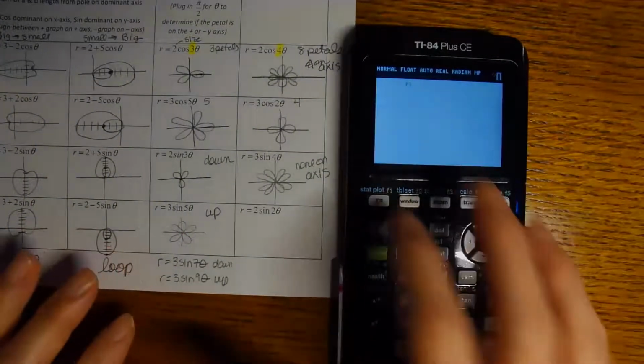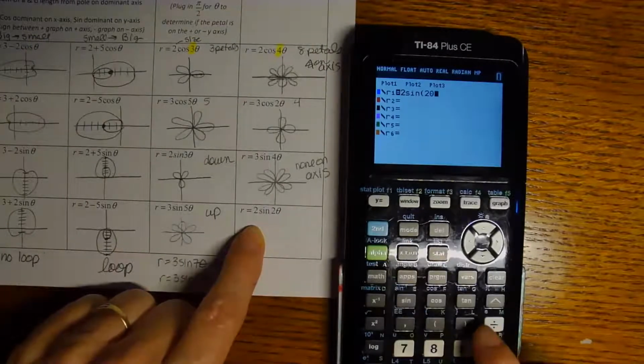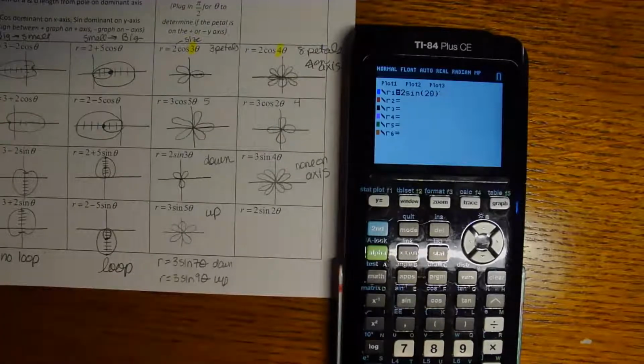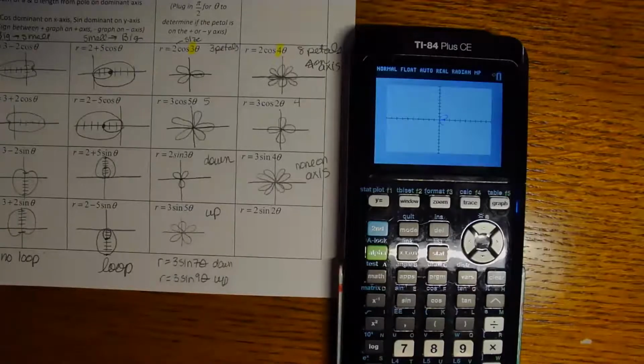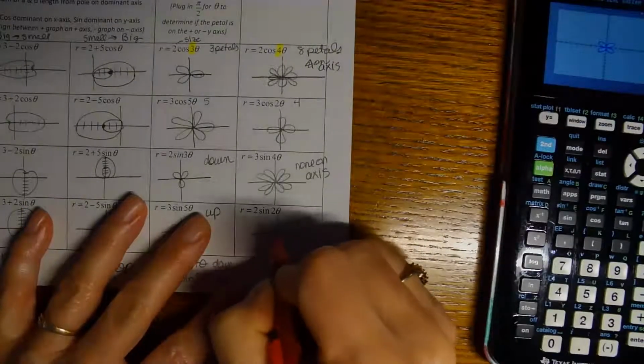All right, let's do this last one. What do you think it's going to look like? What do you think this is? How many petals? You think it's going to have 4 petals? Will they be on the axis or not on the axis? Let's try. Oh, look, it's got 4 petals and they're not on the axis. Excellent work, my dear sleuths.